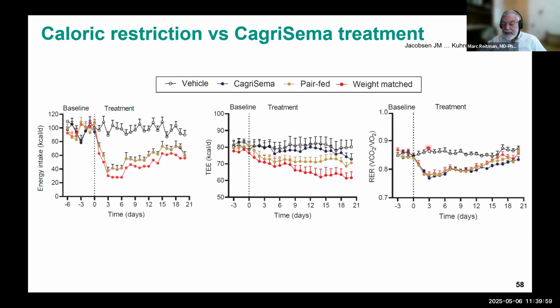And finally, I like RER because it tells you whether you have really reached steady state or not, meaning you should be mimicking your food quotient as indicated by the vehicle group. And you see we're pretty close here, whether it's exactly steady state or not, but we're close to steady state at 3 weeks of treatment.